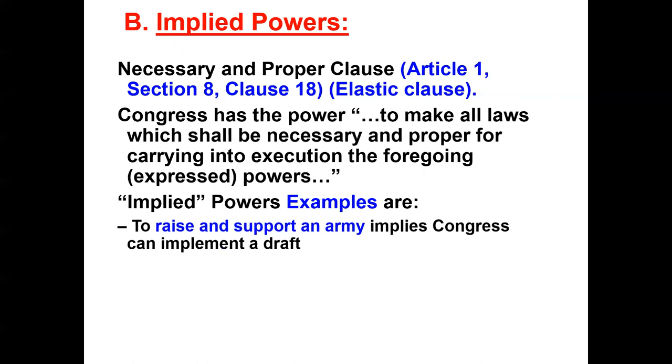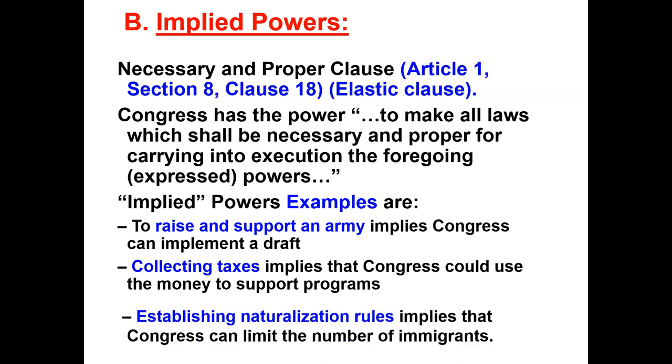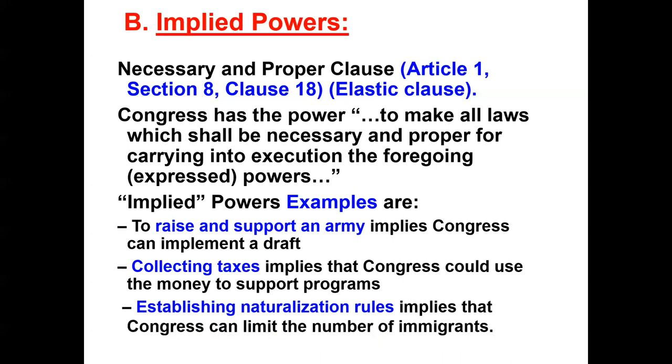Delegated power of Congress is to raise and support armed forces. What does it mean? It implies that they can draft. So the Constitution doesn't say the government has the right to draft people, but it is implied from Article 1, Section 8. Collecting taxes implies that Congress could use money to support, so they have to print money and create banks and all the related activities to collect taxes and spend the money. Establish naturalization rules, which implies Congress can limit the number of immigrants, so it's not unlimited. Make rules and regulations under what circumstances a person can be a naturalized citizen of the United States.